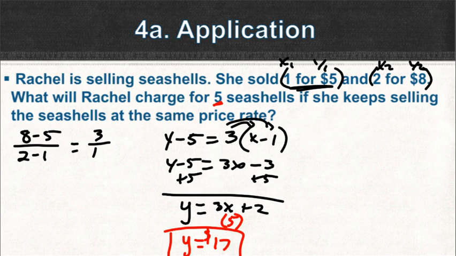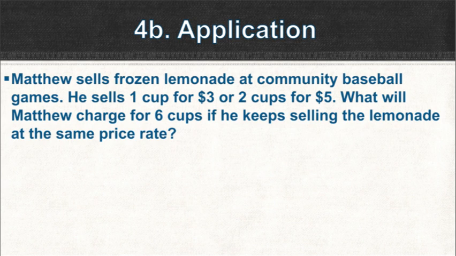Using what we've gone through, finding a slope, using the point slope formula and putting that into slope intercept form, we can use that to find the cost. Next one, Matthew sells frozen lemonade at community baseball games. He sells 1 cup for $3, so that's one ordered pair, or 2 cups for $5. That's another ordered pair. What will Matthew charge for 6 cups if he keeps selling the lemonade at the same price rate? So finding the slope, 5 minus 3 divided by 2 minus 1 gives us 2 over 1.